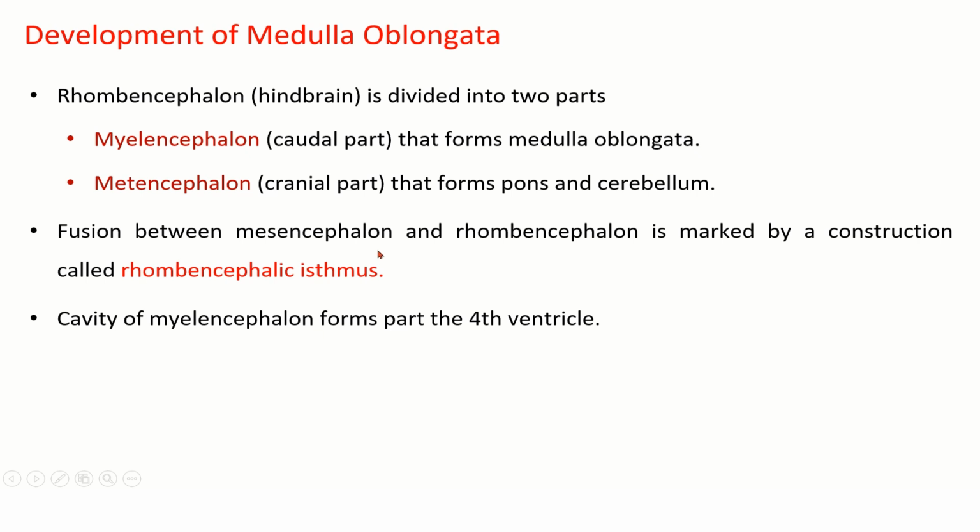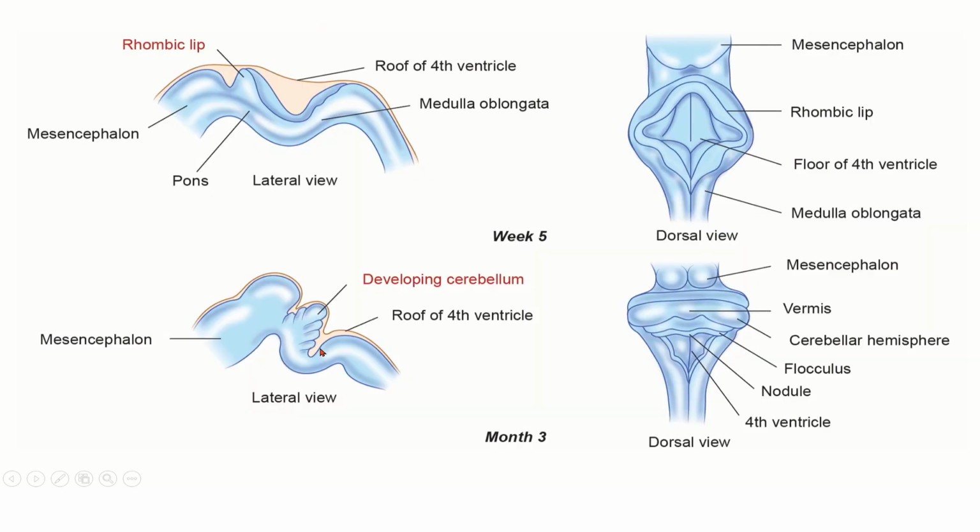The fusion between mesencephalon and rhombencephalon is marked by a constriction called the rhombencephalic isthmus. The cavity of the myelencephalon forms a part of the fourth ventricle. You can see here, this is the mesencephalon, this is the metencephalon, and this is the myelencephalon. Myelencephalon forms the medulla, whereas the metencephalon forms the pons and cerebellum.